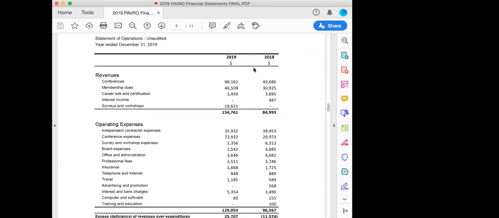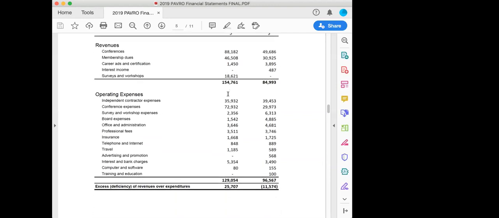Moving on to the statement of operations, the biggest thing that stands out is the conference in 2019. Last year was a lot higher than 2018, which is why the gross revenues overall are higher. Also, every 2 years we have the SVOS. That took place last year, and PAVRO generated about $18,000 in revenues out of that. That's what is presented here.